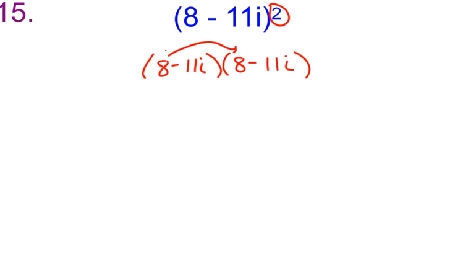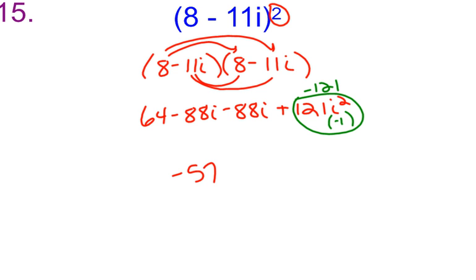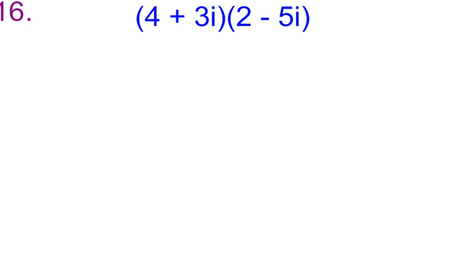So when I FOIL, I would have 64 minus 88i, and then negative 11 times 8 would be another negative 88i. Negative 11i times negative 11i would be a positive 121i squared. Again, i squared is negative 1, so this whole area here is really like a negative 121. When I take 64 minus 121, because I'm adding like terms, I'd get negative 57. And then negative 88i plus a negative 88i would be a negative 176i. Can't add things that aren't the same. They're not like terms, so that's my answer.